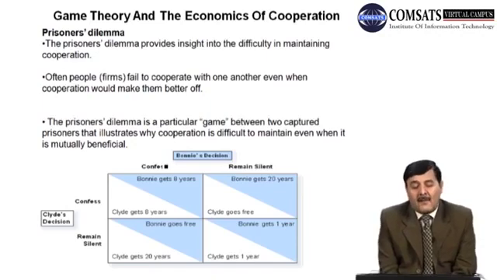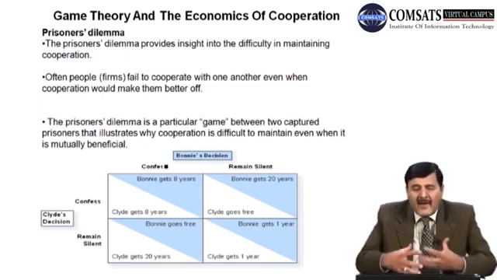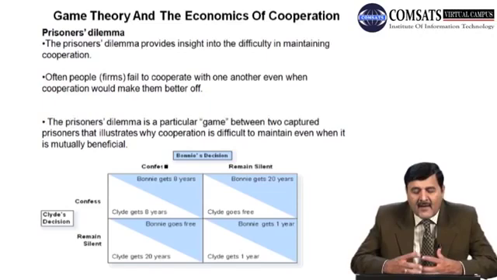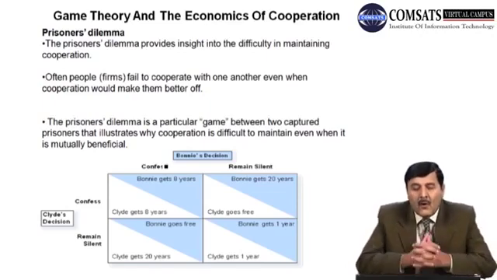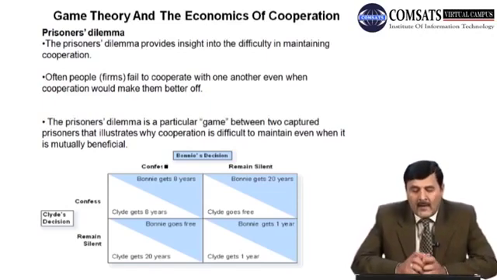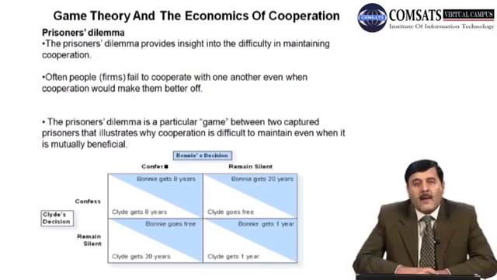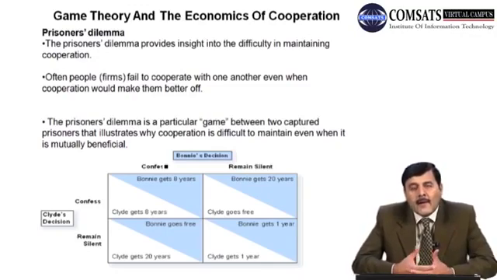So the prisoner's dilemma is a particular game between two captured prisoners that illustrates why cooperation is difficult to maintain even when it is mutually beneficial. तो ये एक्सप्लेन करता है प्रिजनर डायलेमा एक ऐसी सिचुएशन को, एक ऐसी गेम को बिटवीन द टू कैप्चर्ड प्रिजनर्स जिन्होंने एक इलीगल गन जो है अपने पास रखी हुई थी.